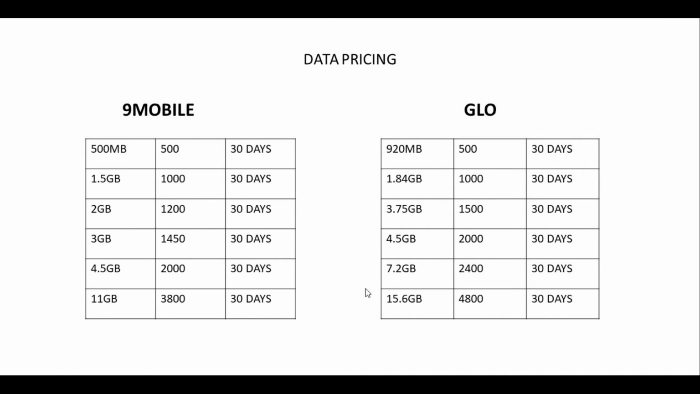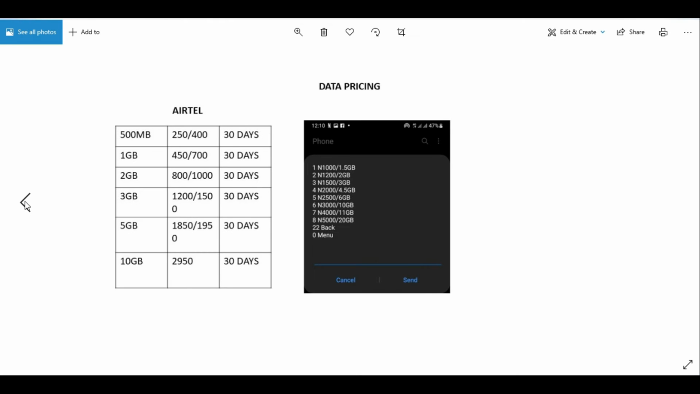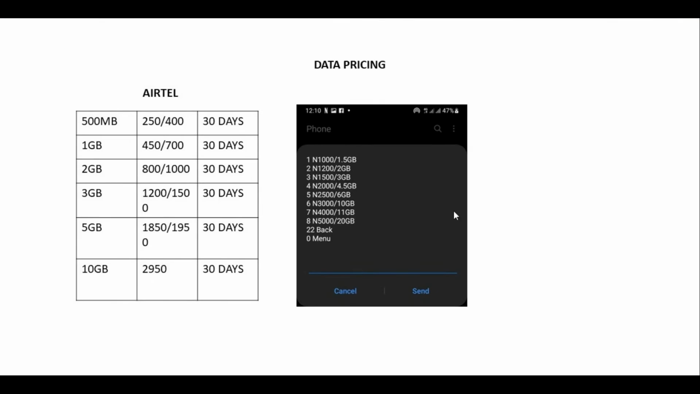Okay, so that's a secret. You need to focus more on MTN especially, and Airtel too. You can see Airtel, that's why I have the screenshot. If you dial the code for buying a data plan for Airtel, *141#, this is what's going to pop up. You can see they don't have 500 MB.